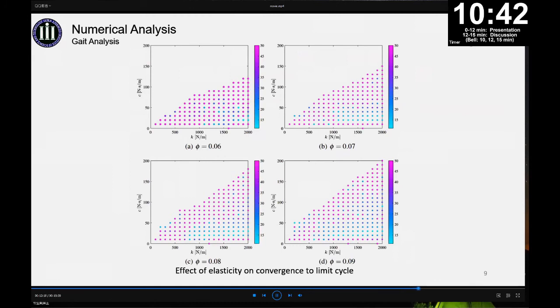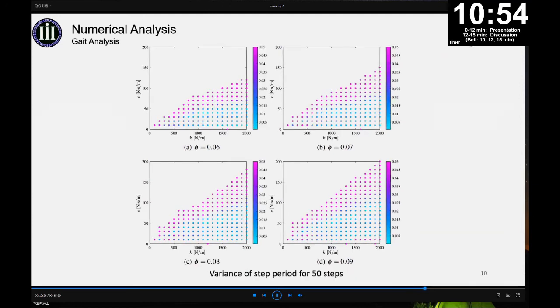Next, when the damping coefficient C is small, an increase in the elastic coefficient K has a positive effect on the convergence rate. This figure demonstrates the effect of elasticity on the variance of step period in 50 steps. The places where there are no points represent the robot falling down, and the color of each point represents the variance of step periods in 50 steps.